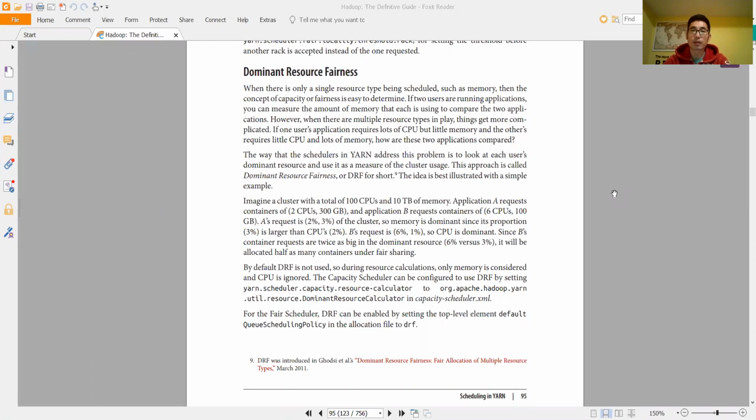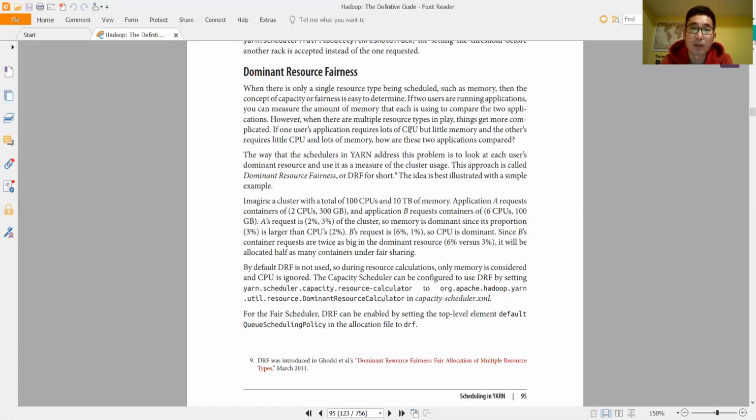This is the last topic of YARN. It's called dominant resource fairness. It's also part of the fair scheduler. Dominant resource fairness is kind of a problem-solving skill. As I said, it's not only applicable to this fair scheduler, it also can be applied to multiple places, to your life problems. So let's look at what it is.